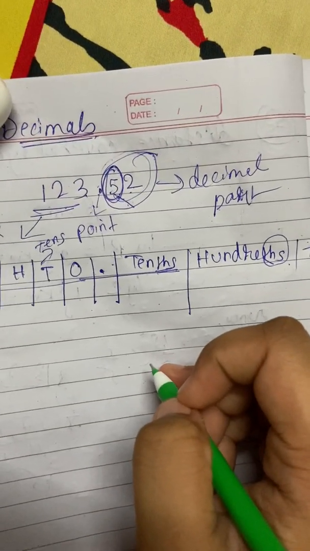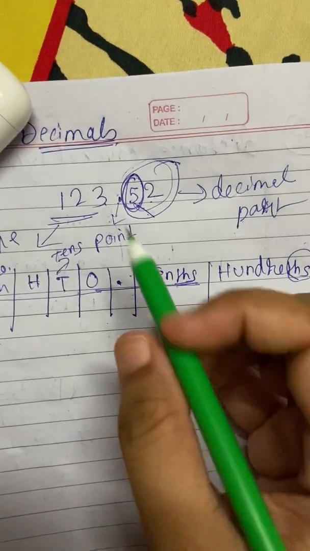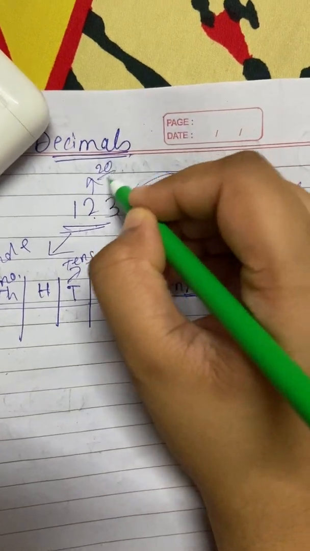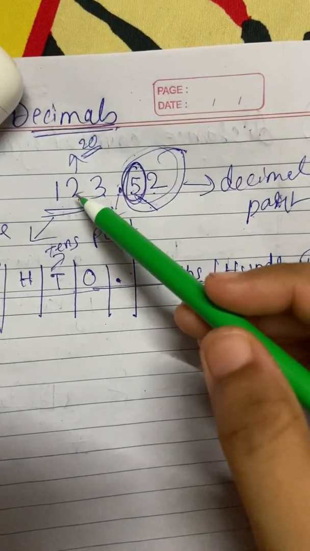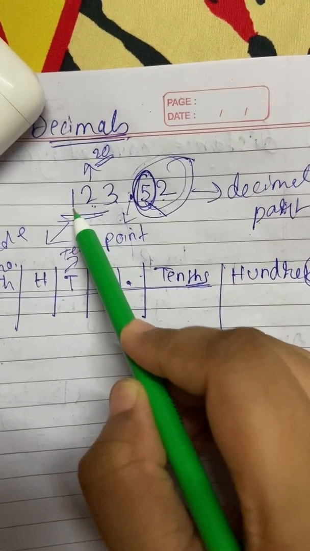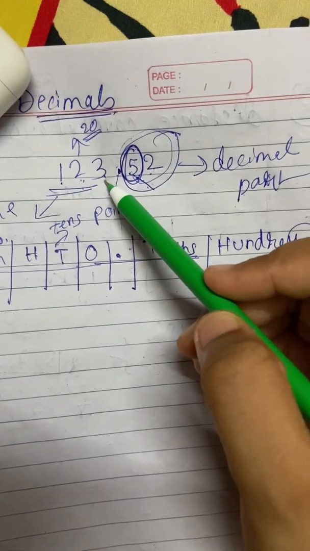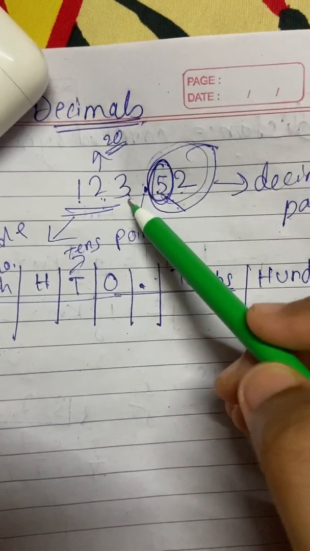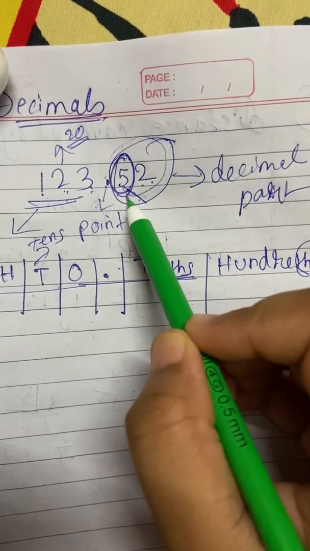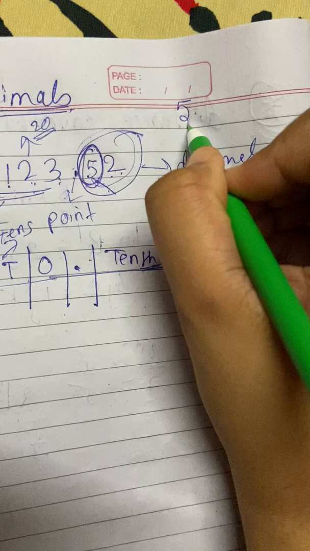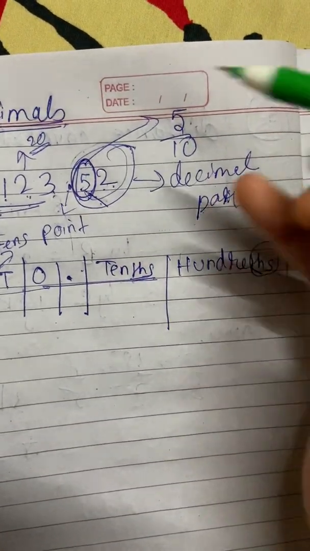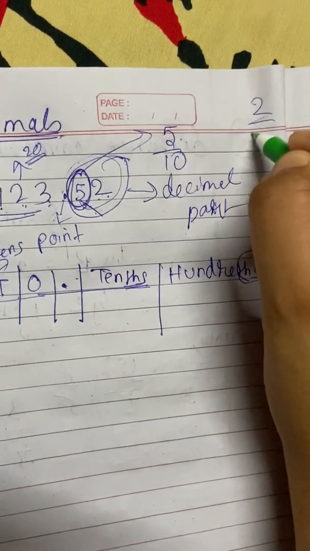Now if I'll say what is the place value of 2 here, so you will say since it is in tens place, its place value is 20. We have multiplied it by 10. Similarly for 1 we'll multiply 100, so this will be 100. For 3 we will multiply 1, so it will be 3 only. So what about this 5 and 2? For this 5 we will multiply 1 by 10, so this will become 5 by 10. This is the place value. For 2 the place value is 2 by 100.